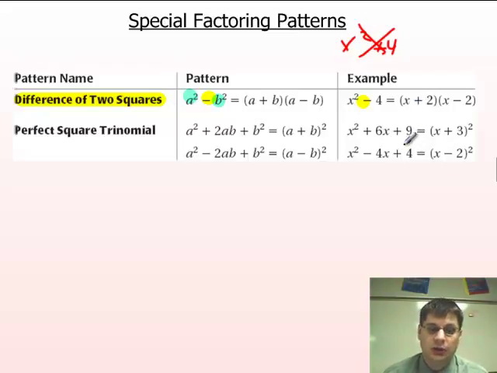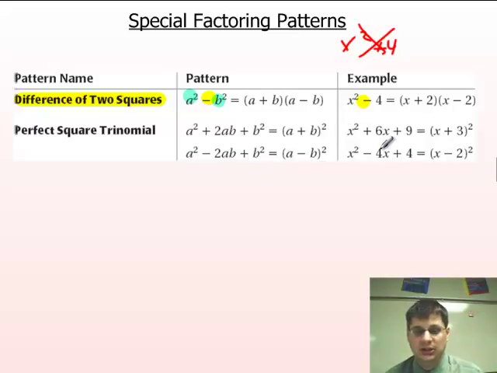The other one is a perfect square trinomial, and there are two cases of that: a squared plus 2ab plus b squared equals a plus b squared. And likewise, a squared minus 2ab plus b squared gives us a minus b squared. Here we just have a difference in the signs. If we have a minus sign here, this is going to be minus, and if this is plus, this is plus. Notice there is no minus minus, because that doesn't work out to be a perfect square.